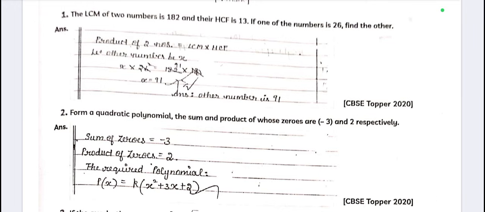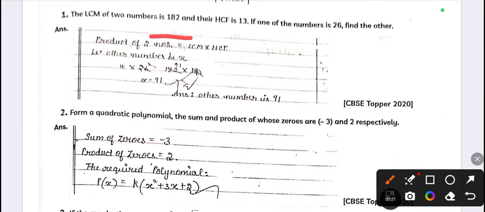See the first question, children. The LCM of two numbers is 182, the HCF is 13, and one number is 26. We know very well the product of two numbers equals LCM into HCF. Yes or no? So they got the answer 91. See the step properly. They have written it as x. You can write x. And form a quadratic polynomial.